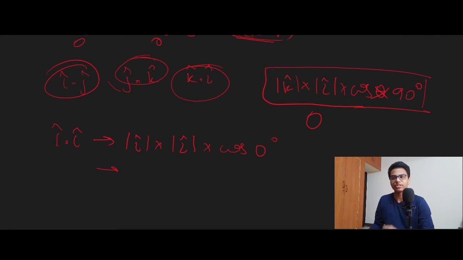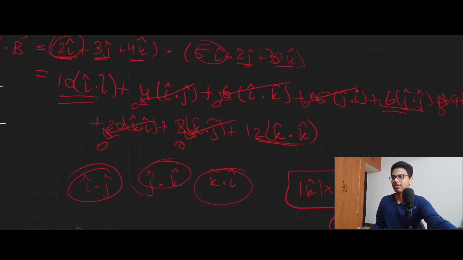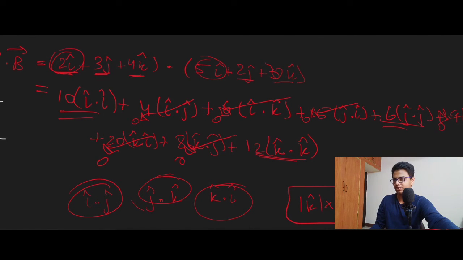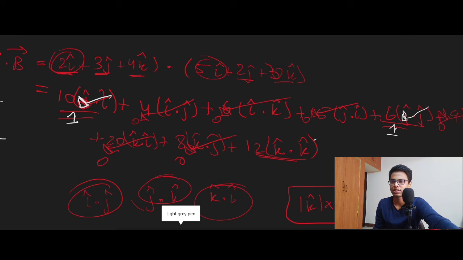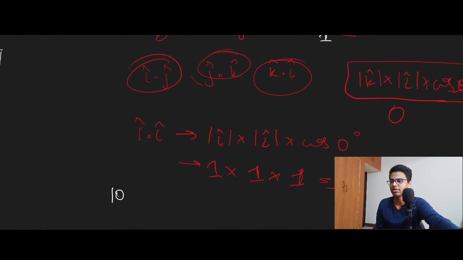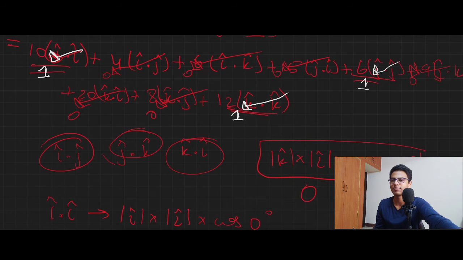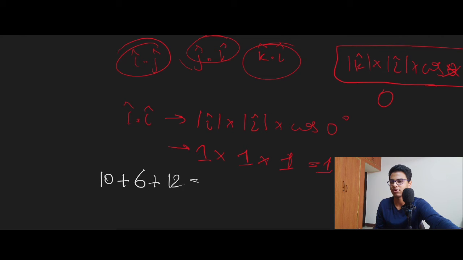So that gives us, what is the magnitude of I cap? 1, right? Into, what is the magnitude of I cap again? 1. What is the value of cos 0? 1. So this gives us 1. So the dot product over here, wherever we have I dot I, j dot j, k dot k, is basically 1. So we can cancel this and write 1. Cancel this, write this as 1. Cancel this, write this as 1. So what you're going to get is 10 plus 6 plus 12, which is equal to 28.